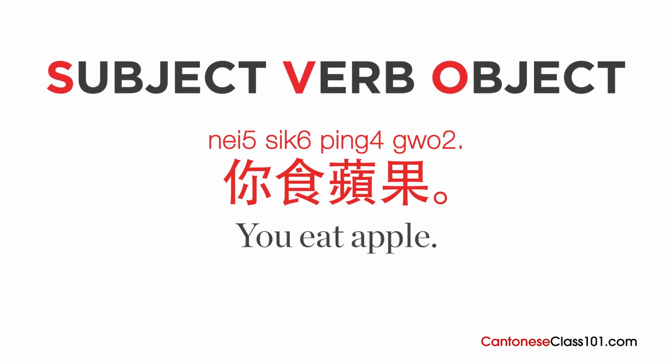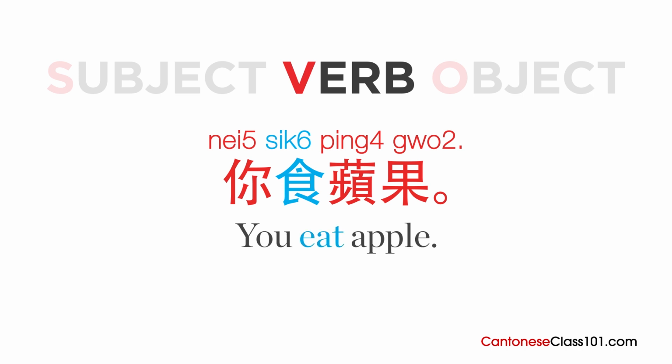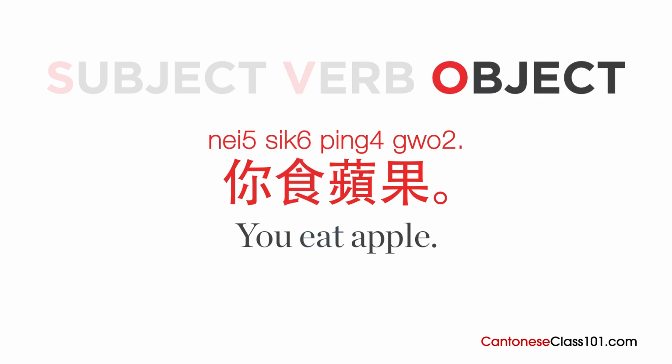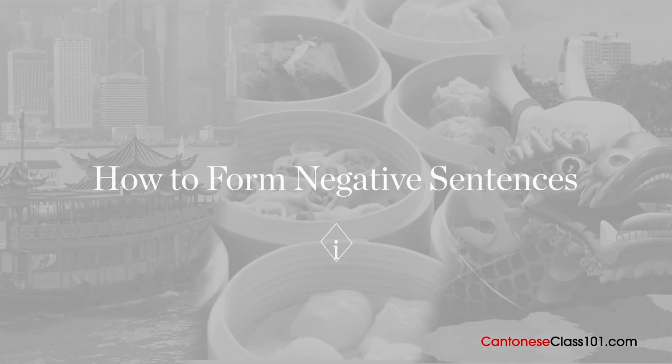Yet, the word order is similar to English. So in fact, Cantonese is not that difficult. We start with the subject 你, meaning you, then the verb 食, meaning eat, and finally the object 蘋果, apple. That's how we form basic sentences in Cantonese. That's really simple. What about negative sentences? Forming negative sentences in Cantonese is even easier. Let's find out how.